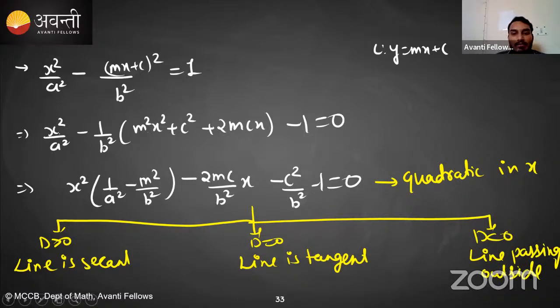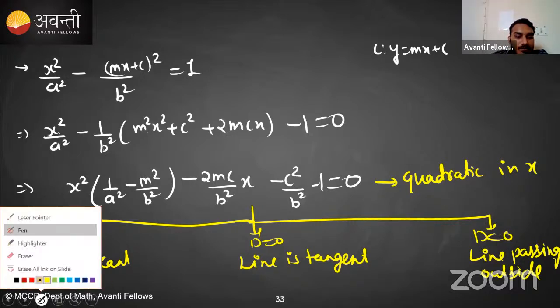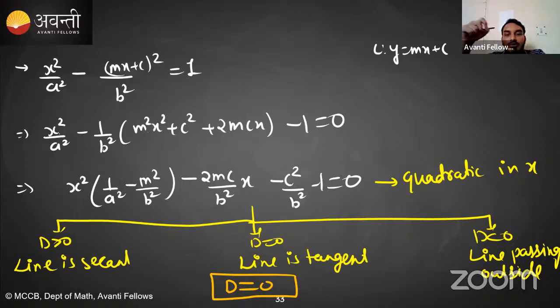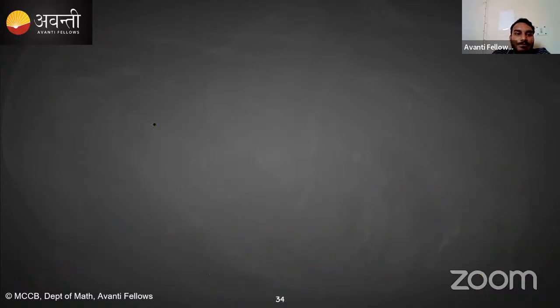So we need tangent, right? We are interested in the condition of tangency. So for that we are going to do d equal to 0. Is this clear? So for the condition of tangency, we are going to do d equal to 0. Any doubts?